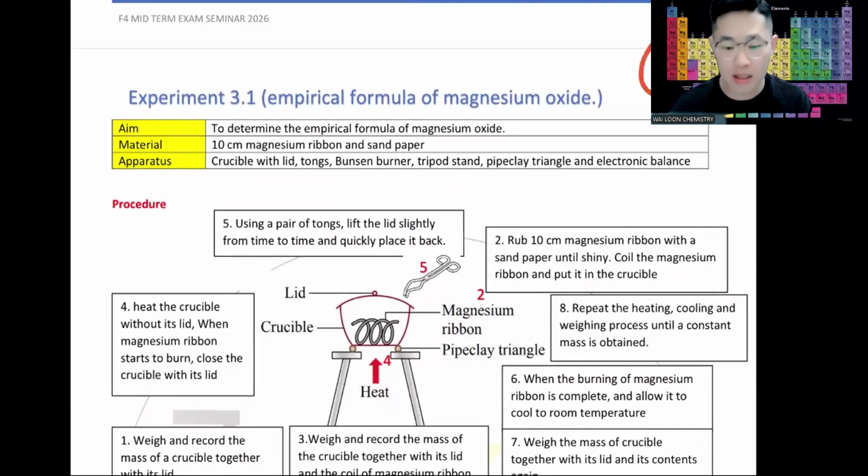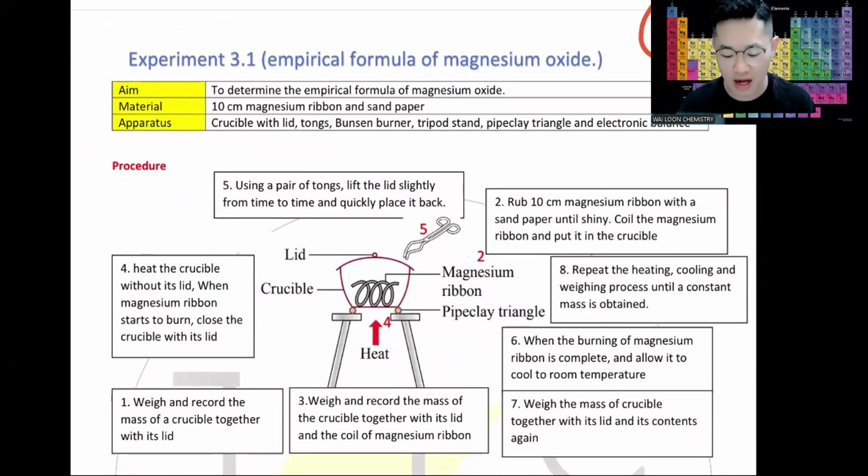So in the beginning of this lesson, maybe the first 30 minutes, we're going to go through the empirical formula experiment once again, because the experiment for empirical formula of MgO and CuO is one of the questions that for sure will be coming out in your first term exam. So these are the things that you must know. So starting from page number 5, our MgO experiment.